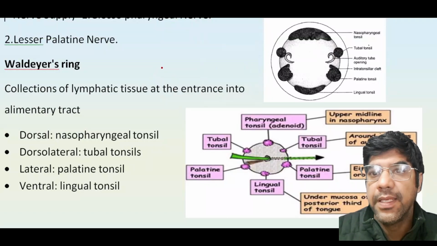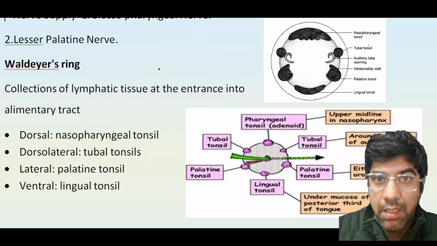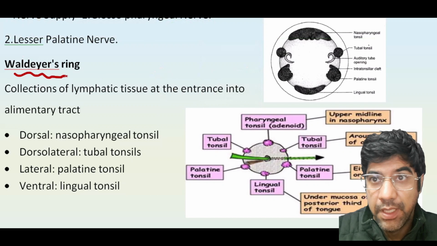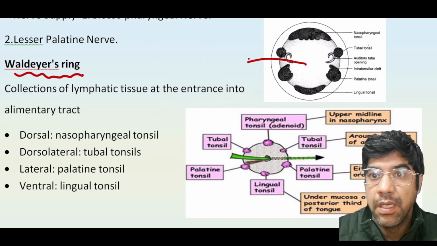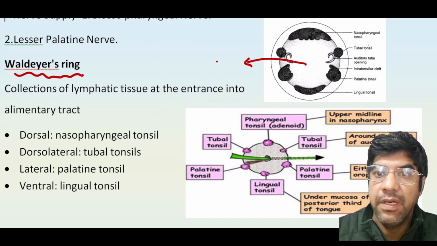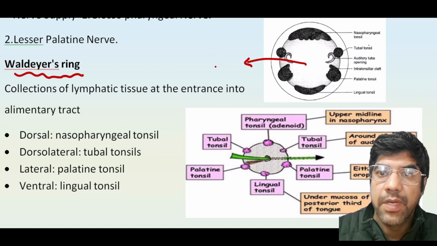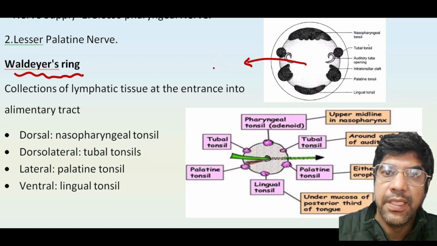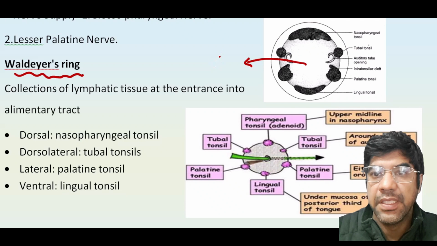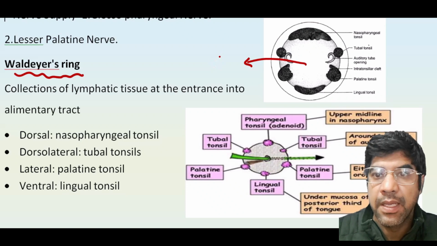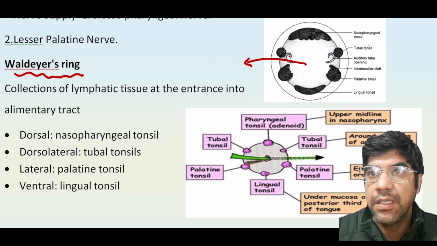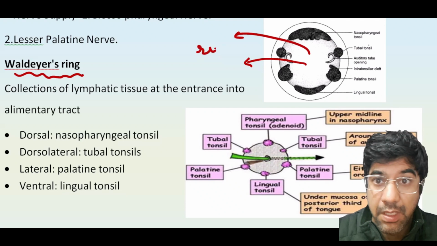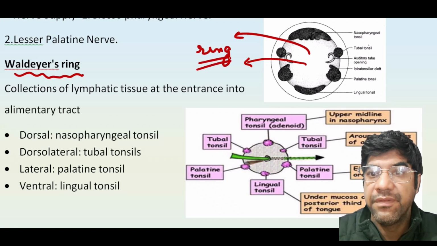Next is the Waldeyer lymphatic ring. There is a ring-shaped arrangement of lymphoid tissue located in the naso-oropharyngeal isthmus. That is a region connecting the nasal and oral cavity. This ring is composed of several important aggregates of lymphoid tissue.